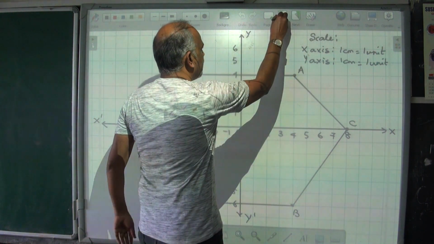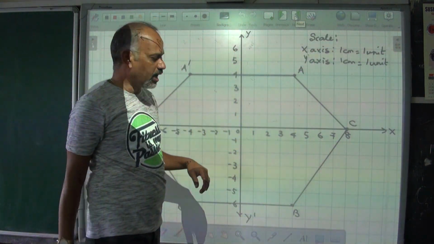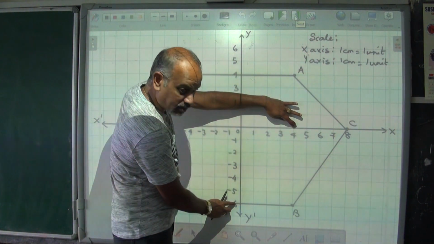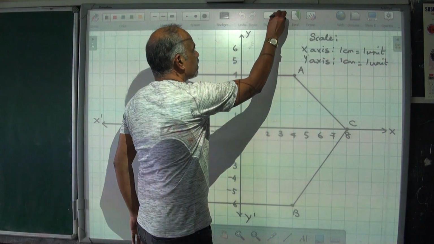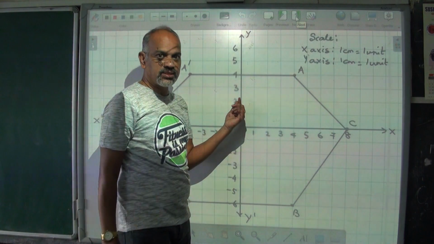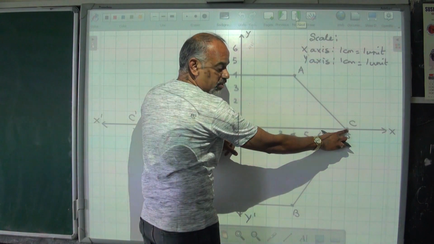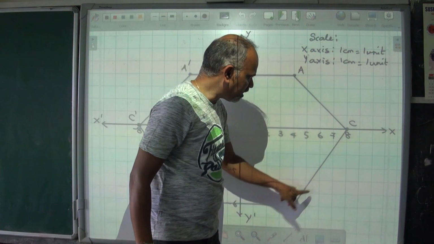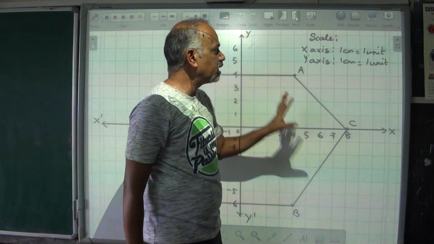Next, B's coordinates are (4, minus 6). X value is 4, y value is minus 6. Minus 6 is here. The meeting point of both of these is point B. C's coordinates are (8, 0), which means x is 8, y is 0. X 8 is here, y value 0 is here. The meeting point of that is this one, that's C. So we plotted A, B and C. No lines till now. It's only the points that we have plotted, A, B and C.